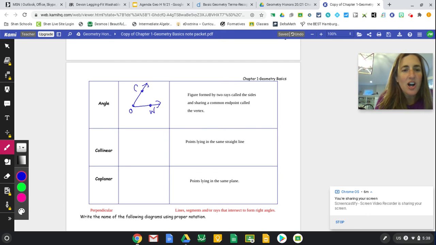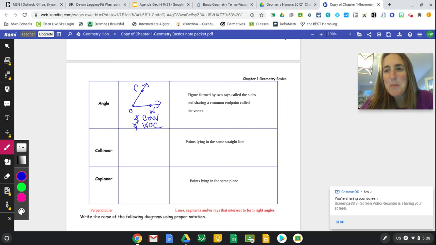Now, usually we put a little angle symbol, and we could call it angle COW, or it could be angle WOC, because we could go in both directions as long as the middle letter is the actual vertex of that angle. I could also label this angle with a number, and then this would be angle 1 if I put a little 1 in the vertex of the angle.